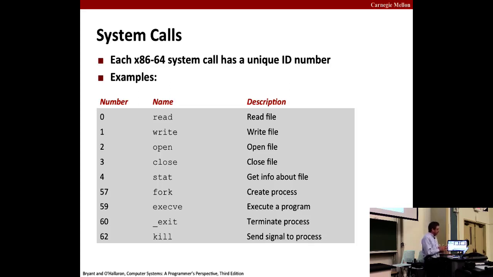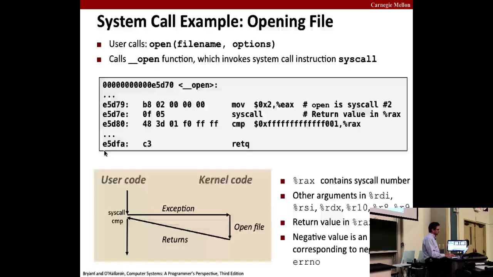Now, system calls, there's many different kinds of system calls, and they all have their own unique number, which is assigned by Linux. So for example, to read a file, there's a system call called read, which is number 0. Opening a file is system call number 2, and so on. And there's an instruction called syscall, which actually performs the system call.